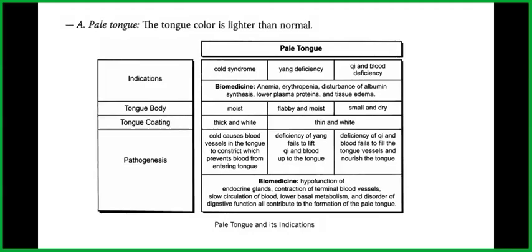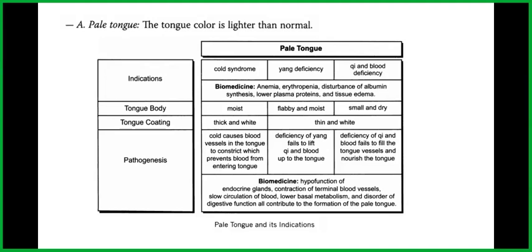Pale tongue. The tongue color is lighter than normal. The indications of a pale tongue for cold syndrome: the tongue body will be moist and the tongue coating is thick and white. The pathogenesis: cold causes blood vessels in the tongue to constrict, which prevents blood from entering the tongue. In biomedicine, hypofunction of endocrine glands, contraction of terminal blood vessels, slow circulation of blood, lower basal metabolism, and disorder of digestive function all contribute to the formation of a pale tongue.